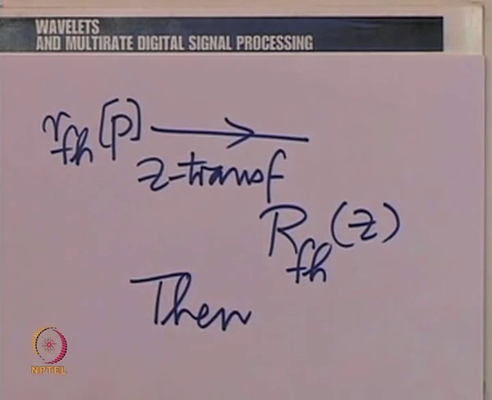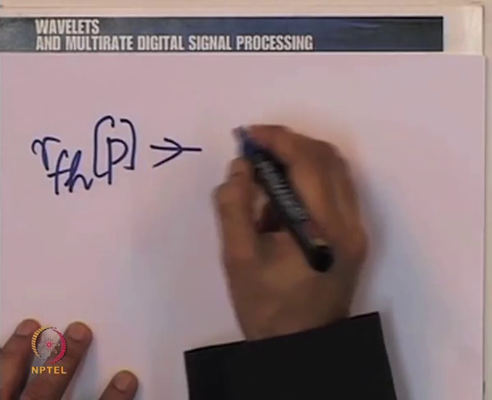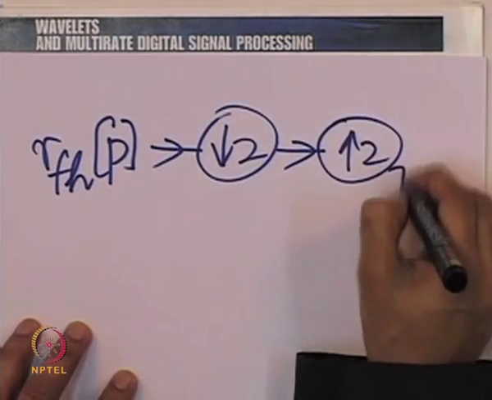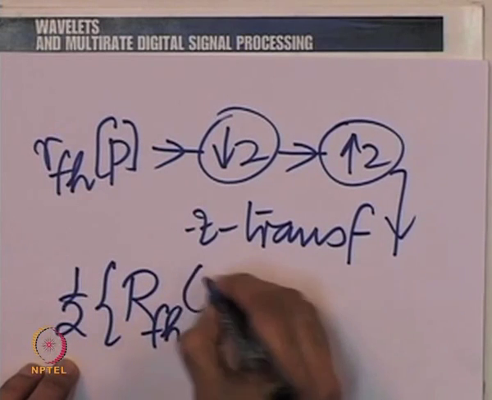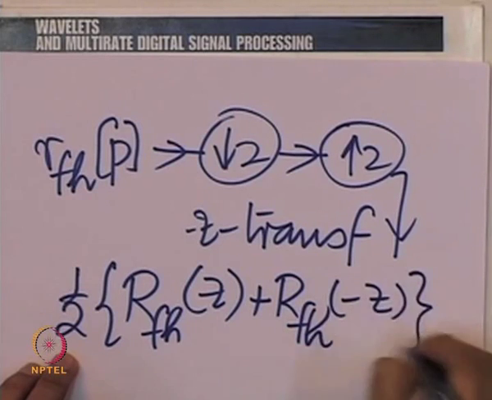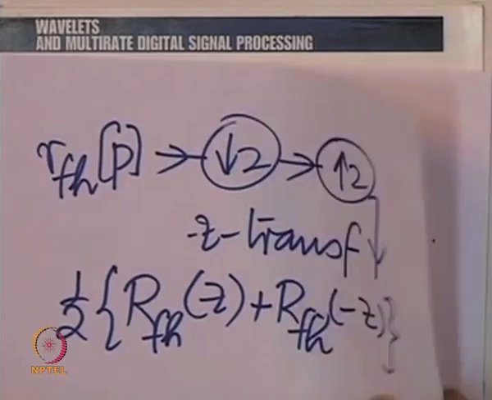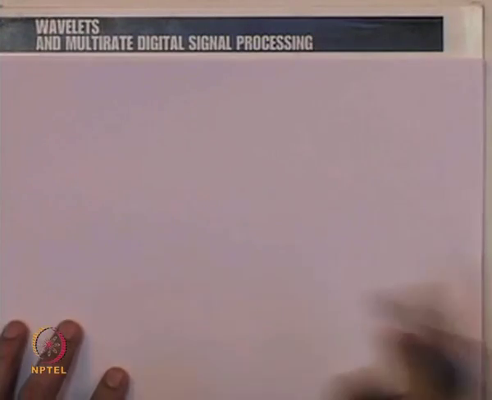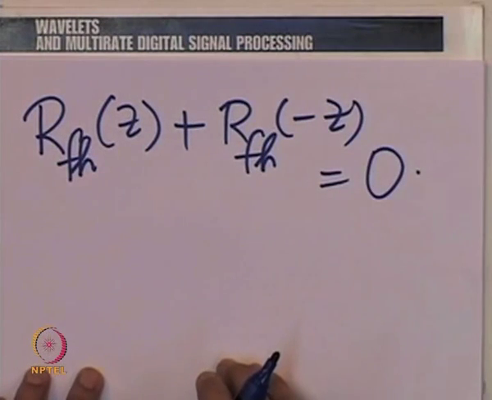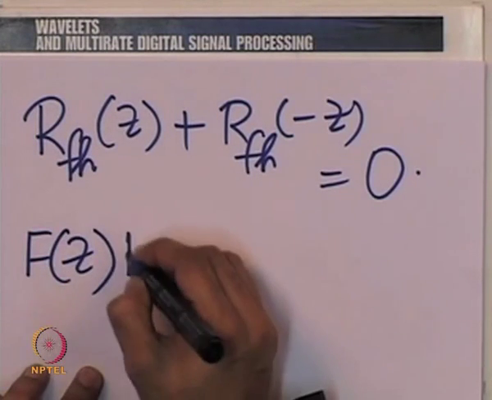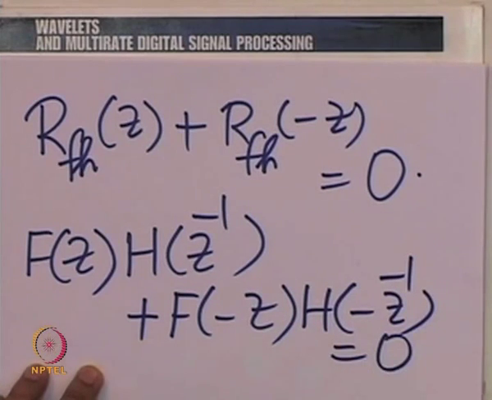then r_fh(p), subjected to downsampling by 2 and then upsampling by 2, results on Z transformation into half of R_fh(z) plus R_fh(minus z). And therefore, what we have then is R_fh(z) plus R_fh(minus z) must be identically 0. Or in other words, F(z) times H(z inverse) plus F(minus z) times H(minus z inverse) is identically 0.